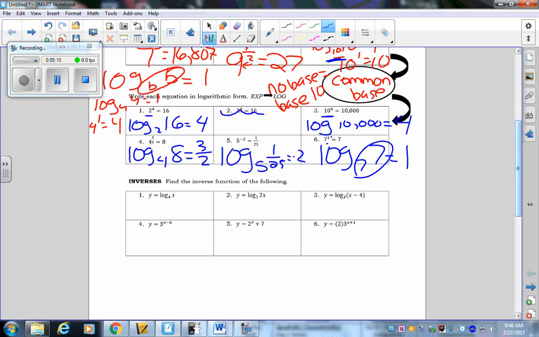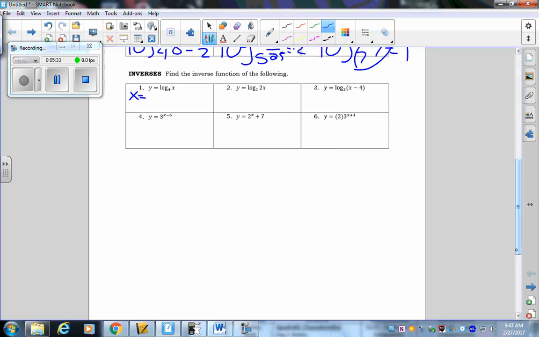All right, so remember, when we are finding inverses, first of all, they are reflections over the line y equals x, and we also know that our domain and range switch places. That's a characteristic of an inverse. So in order to find an inverse, the same thing applies. I'm going to first switch my x and my y. So I have x equals log base 4 of y.